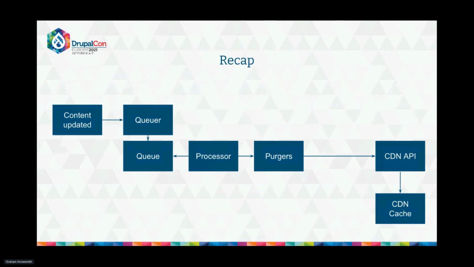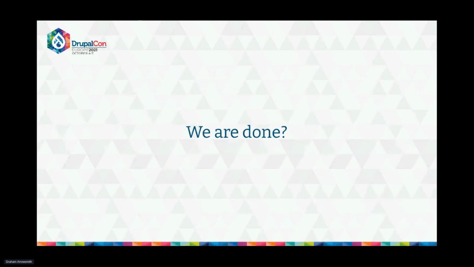Yep. So the complete process looks like this: content gets updated, then data passes to the queuer, then from the queuer it goes to the queue, then the processor, on some event, fires and pulls the data out of the queue, then sends it to the purgers. The purgers then fire the API call to the CDN API, which clears the cache. And with this, we should be done with our purge process. Right. So we're done. I can validate using tags.